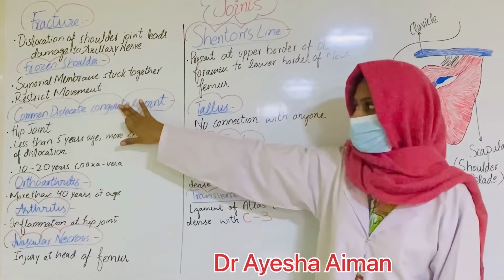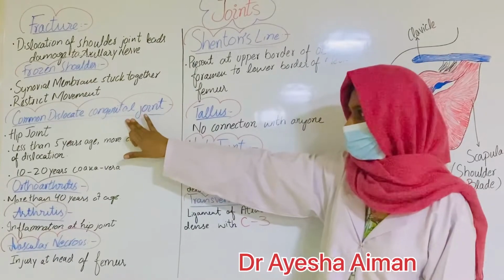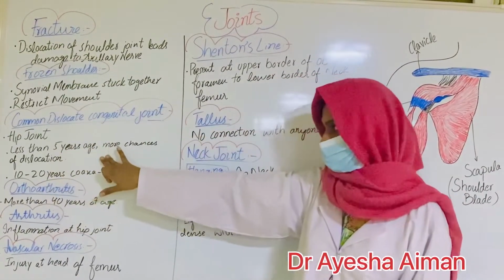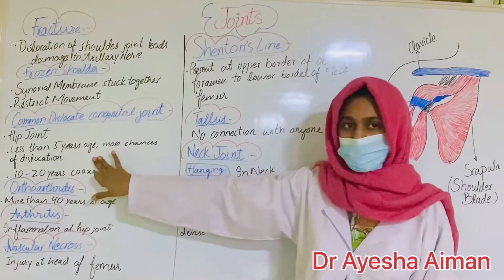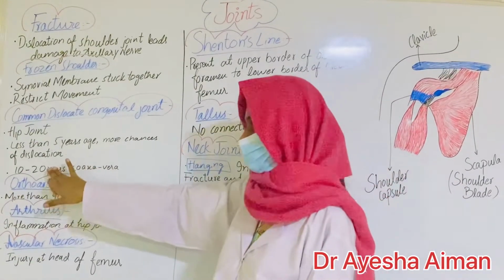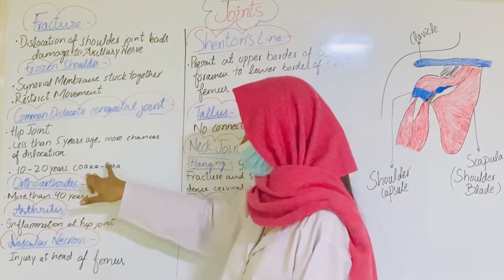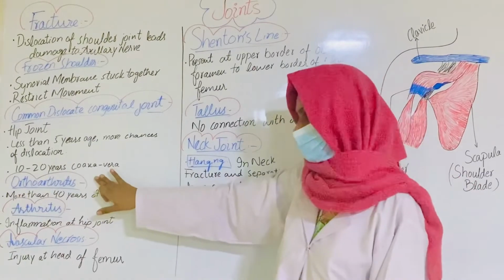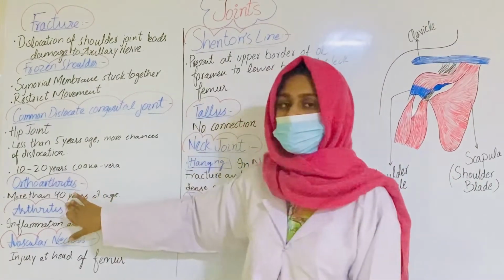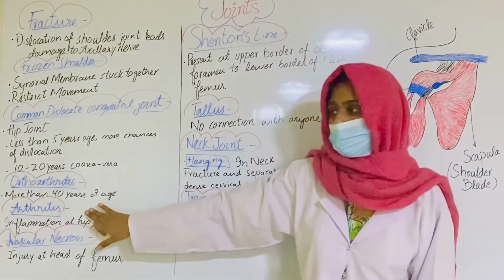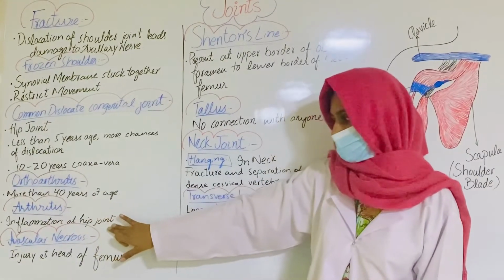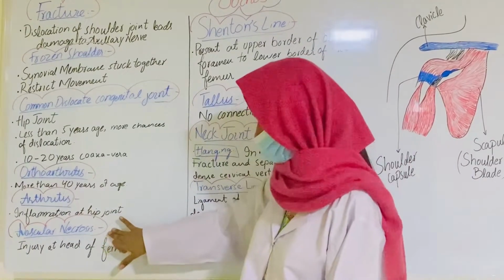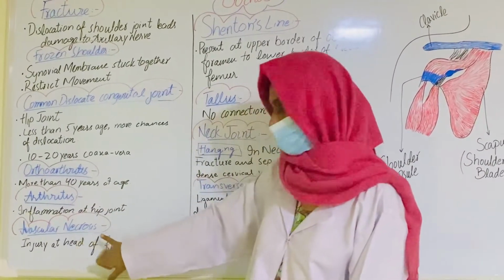Now the second one is congenital dislocation of the joint. It is the hip joint, less than 5 years of age, more chances of dislocation, and it is about 10 to 20 years, coxa vera. Now the third one is arthritis. It is more than 40 years of age. And now the fourth one is arthritis. It is called inflammation at the hip joint. And now the fifth one is avascular necrosis, injury at the head of the femur.